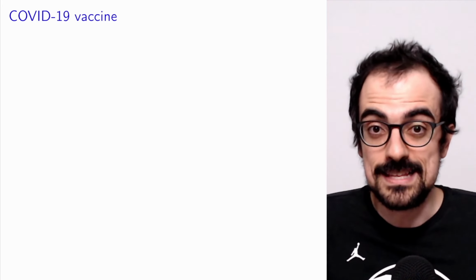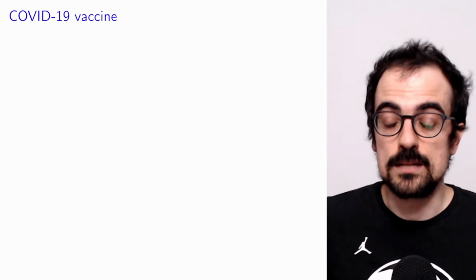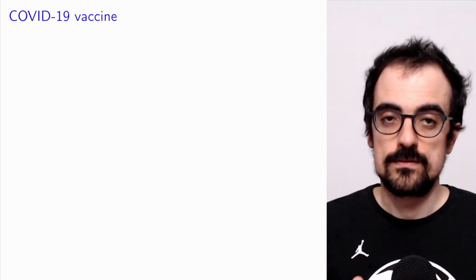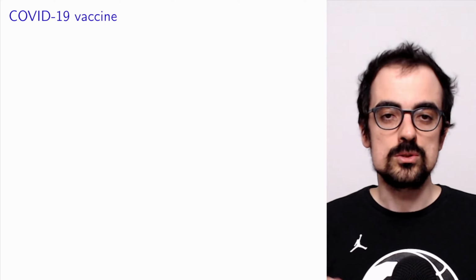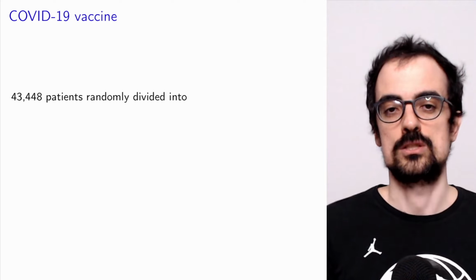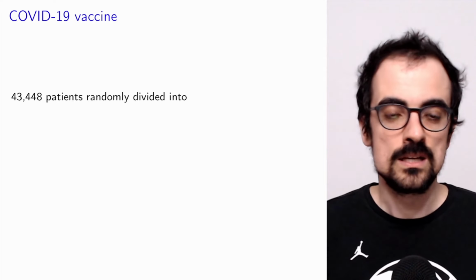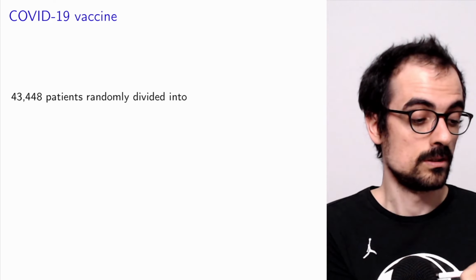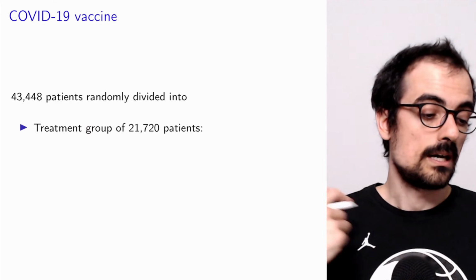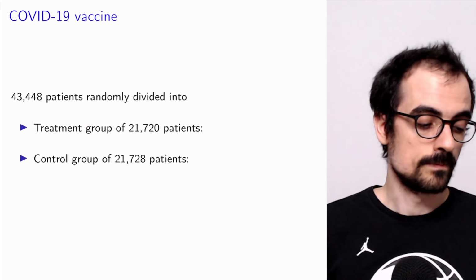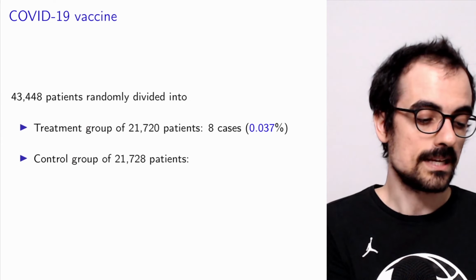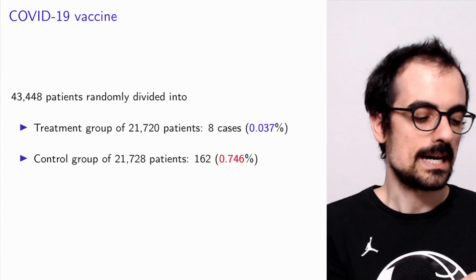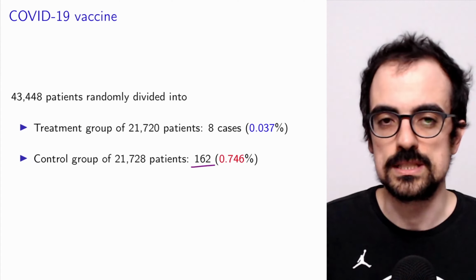So this can actually be done in practice, and is often done in practice in randomized controlled trials and also in A/B testing. Let's focus on randomized controlled trials. We're going to take a look at the data from the Pfizer trial for the COVID-19 vaccine. Here, more than 43,000 patients were randomly, and this is crucial, divided into a treatment group and a control group. Okay, and then basically there were 8 cases of COVID in the treatment group that received the vaccine, and 162 cases in the group that did not receive the vaccine.